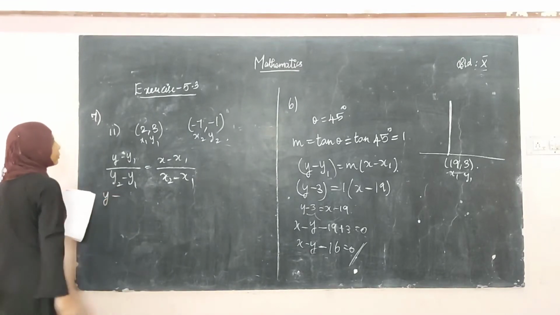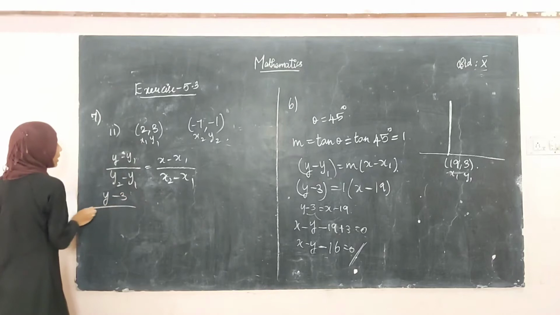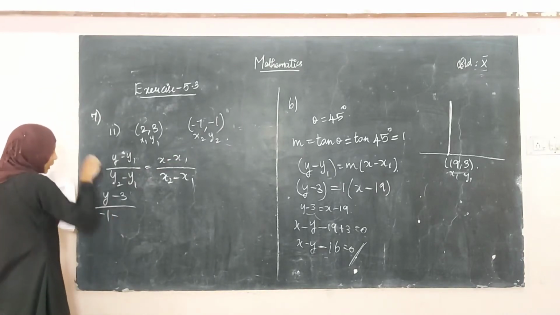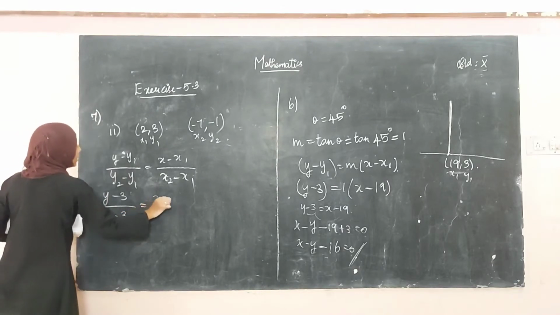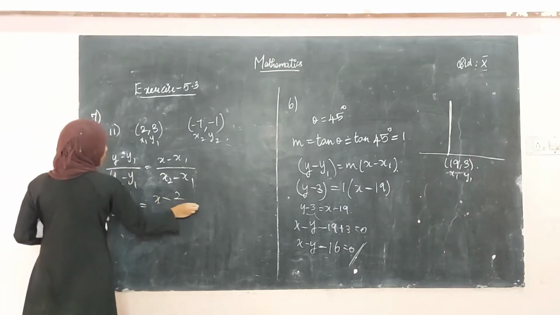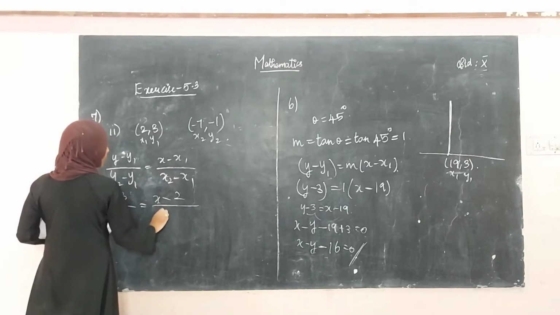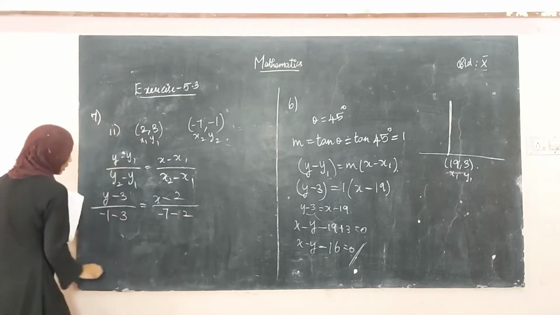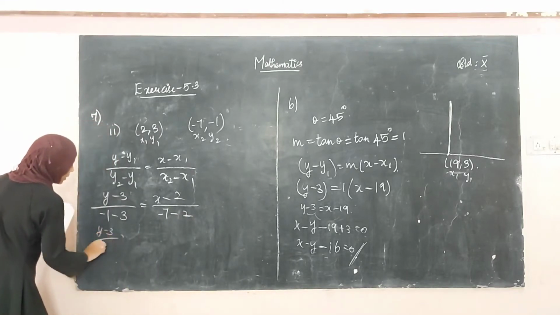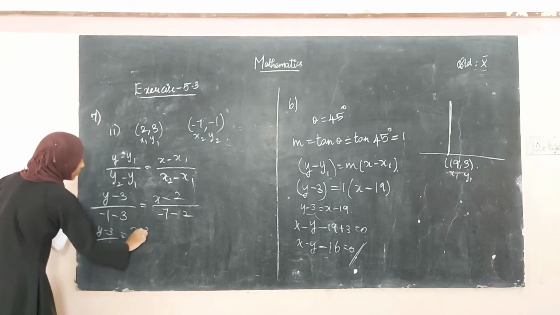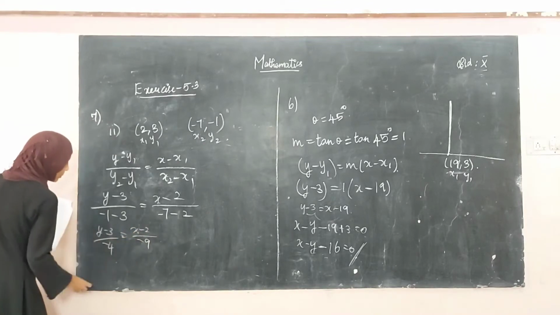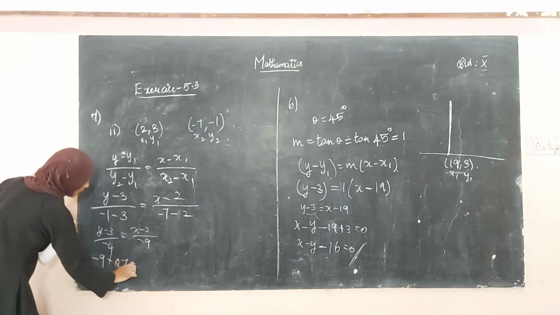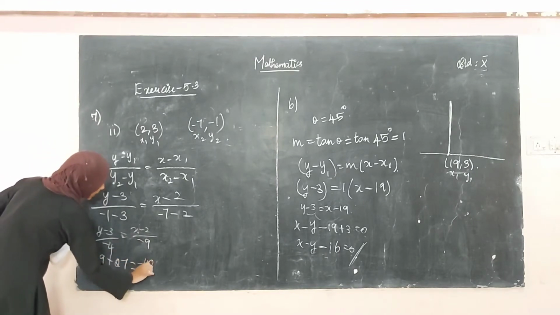Y minus, what is y1? Y1 is 3, divided by y2 minus y1. Y2 is minus 1 minus, what is y1? 3, equals x minus, what is x1? X1 is 2, divided by, what is x2? X2 is minus 7 minus, what is x1? Again it is 2. So (y minus 3) divided by minus 4 equals (x minus 2) divided by minus 9.